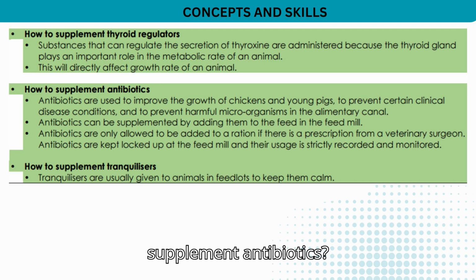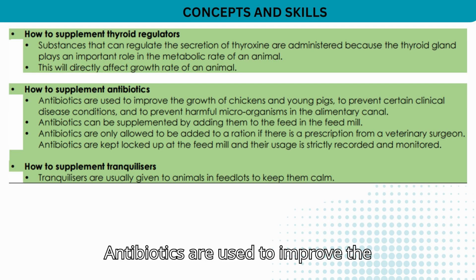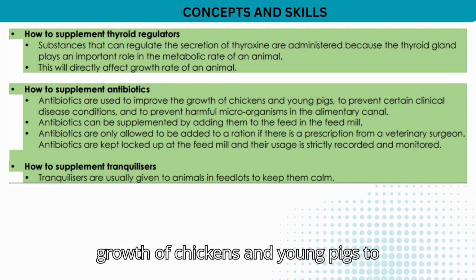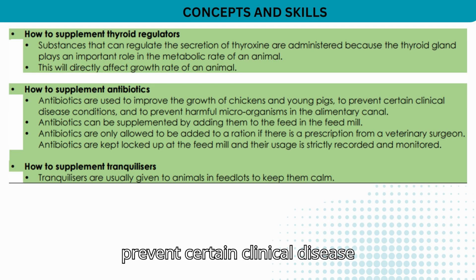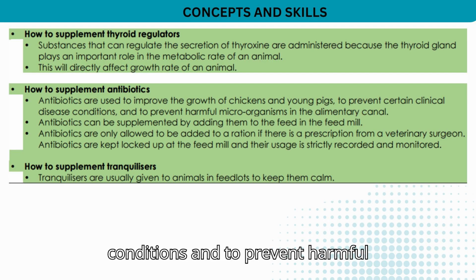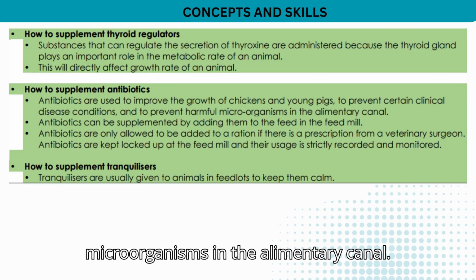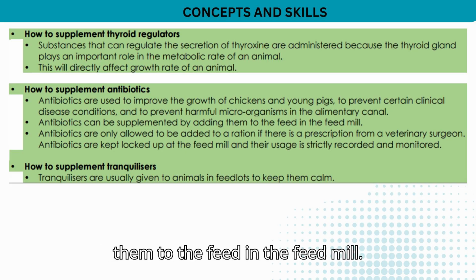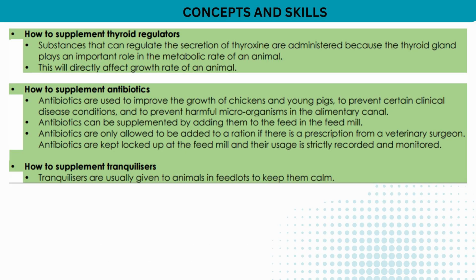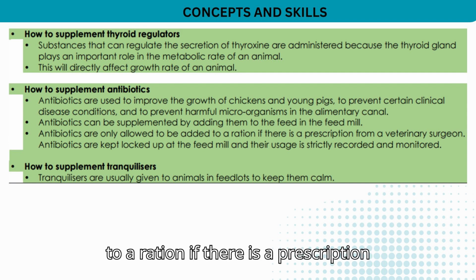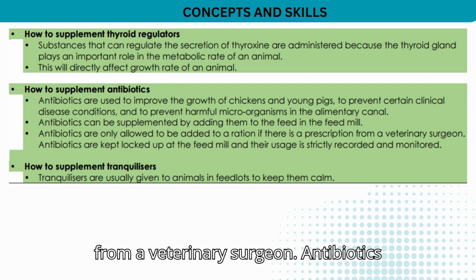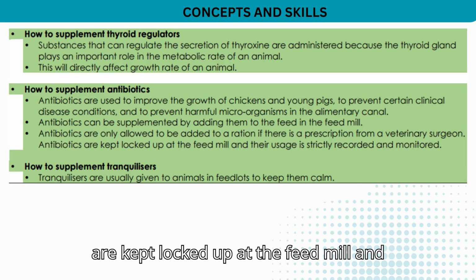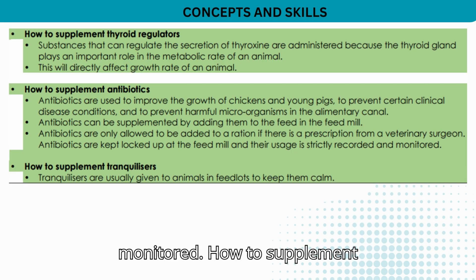How to supplement antibiotics. Antibiotics are used to improve the growth of chickens and young pigs, to prevent certain clinical disease conditions, and to prevent harmful microorganisms in the alimentary canal. Antibiotics can be supplemented by adding them to the feed in the feed mill. Antibiotics are only allowed to be added to a ration if there is a prescription from a veterinary surgeon. Antibiotics are kept locked up at the feed mill and their usage is strictly recorded and monitored.